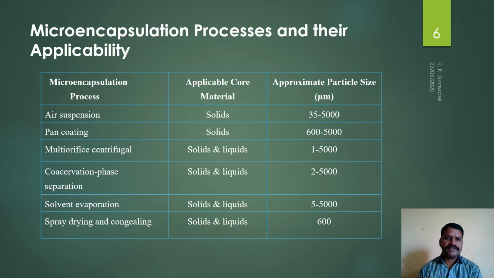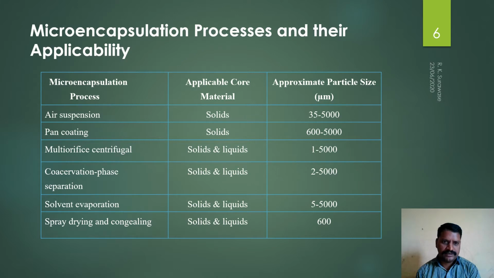Microencapsulation processes and their applicability. Air suspension. This air suspension method is applicable for solid core material only, with an approximate particle size of 35 to 5000 micrometer. You cannot apply this air suspension method to a liquid core material. This is exclusively for solid core material. Air suspension, or the Wurster process, is also known as fluidized bed processing.